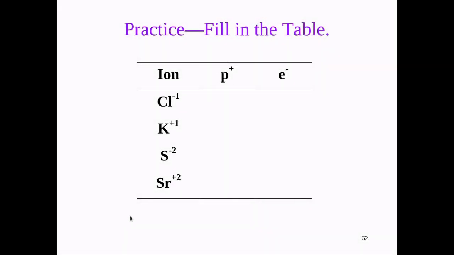So now I want to give you guys the opportunity to do a little practice. I've given you several symbols for ions here. I'd like for you to look them up in the periodic table, look up their atomic number. You can figure out how many protons they have, and then based on their charges, you should be able to determine how many electrons they have. I'll give you guys a moment to do that.